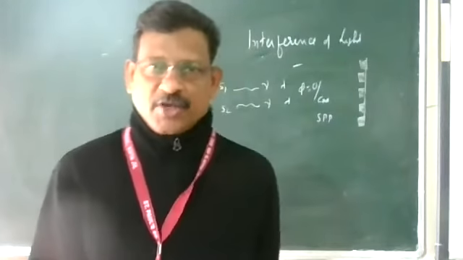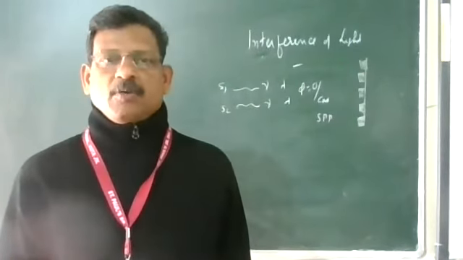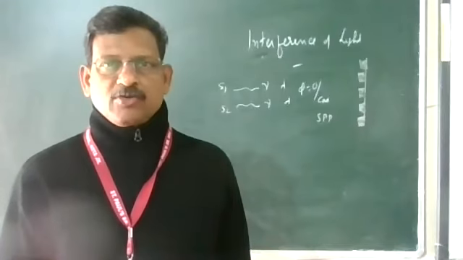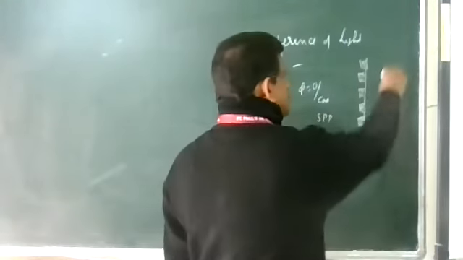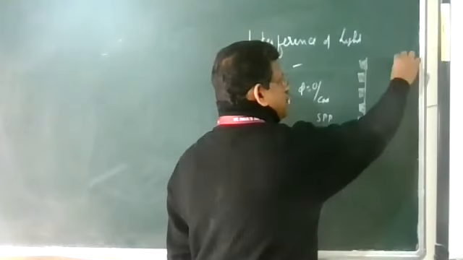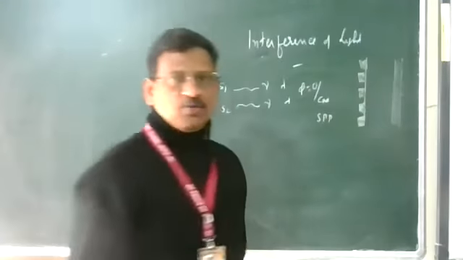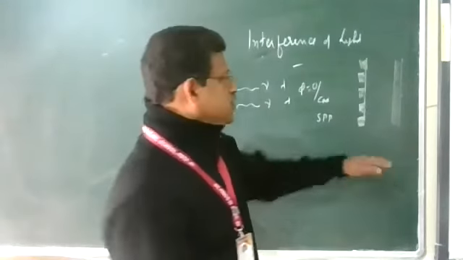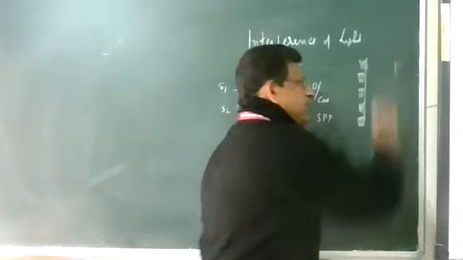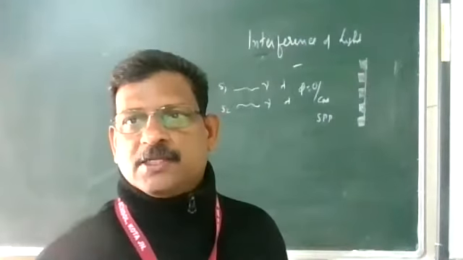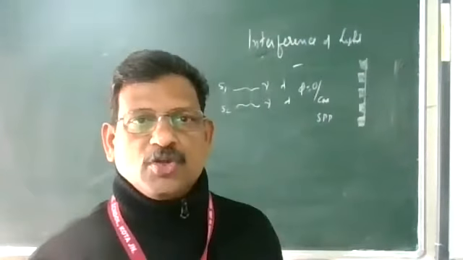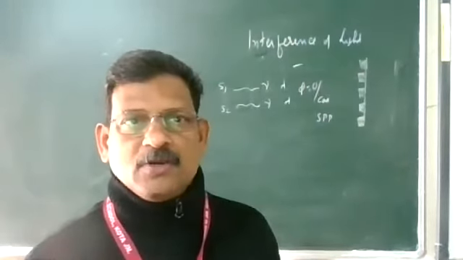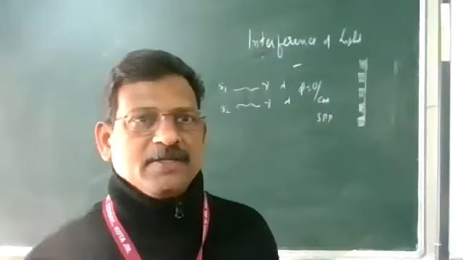If you keep a screen, this kind of pattern will be obtained. If you use a single source, of course you get uniform intensity. When you use two coherent sources, instead of uniform intensity, the pattern forms like this: some points bright and some points dark. This will be obtained on the screen. This phenomenon of light is known as interference of light.